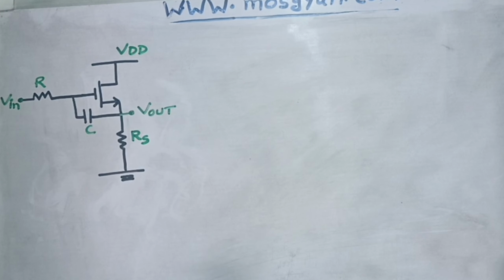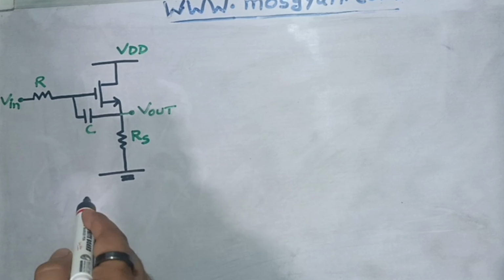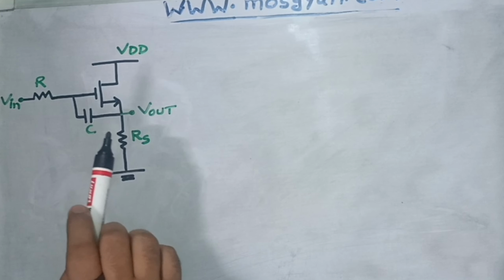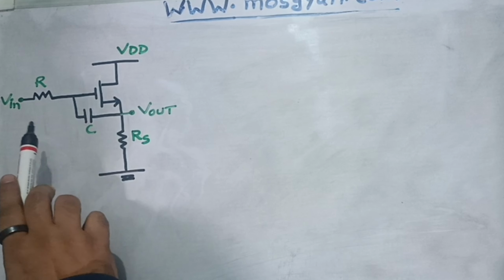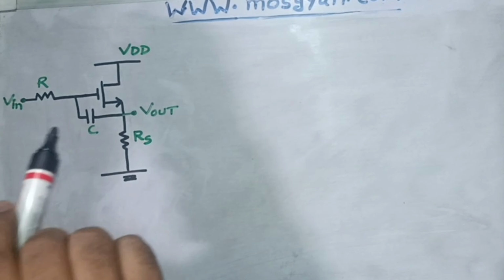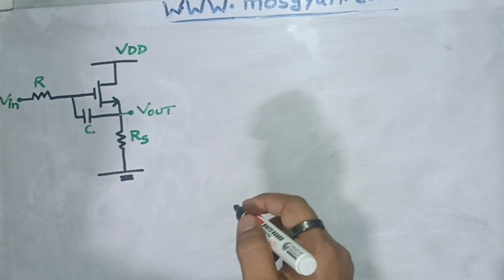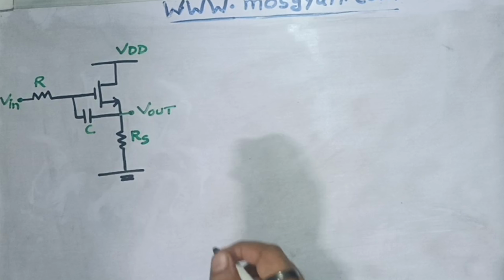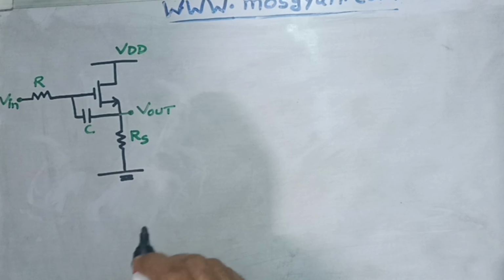So in today's video, if you see, one circuit is drawn here, which is a source follower circuit. Input is applied at gate, output is taken from source. So this is a common drain structure. Now in this question, it is asked to find out the pole and zero of this circuit.